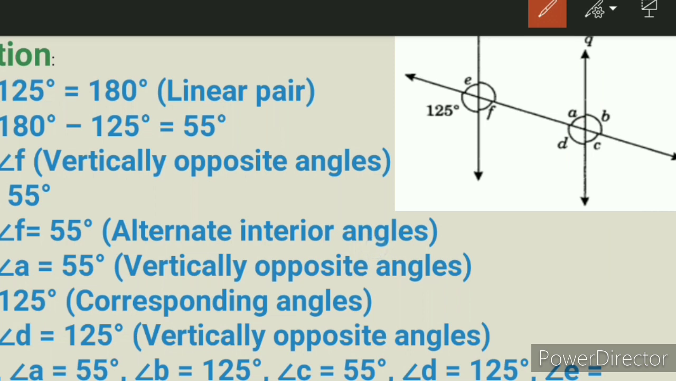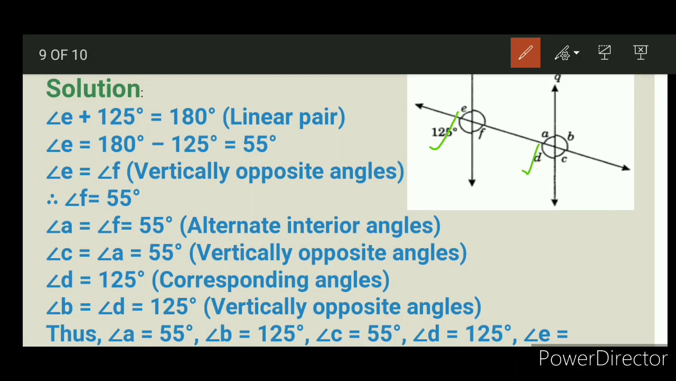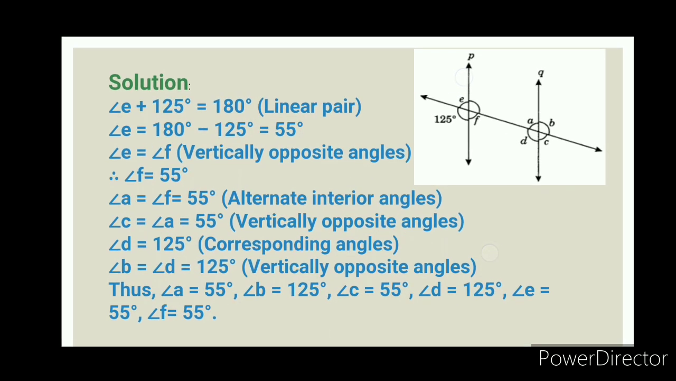We can use that property, or else 125 and D, these two are above the parallel line, so corresponding angles are equal, isn't it? One angle measure is 125, another is also 125. Therefore, angle D is 125. Reason: corresponding angles. Next, D's opposite is B. They are vertically opposite angles. B measure is also 125. Now, we have all the unknown angle measures.